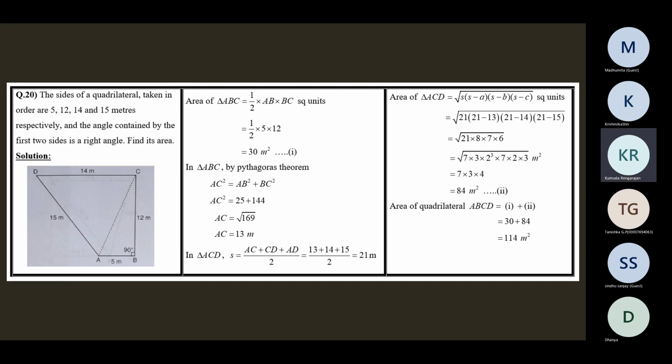So here, children, similar to the earlier one, but the angle contained by the first two sides is the right angle. Children, there's a repetition. We've already done these sums earlier. Let's see how to mark that. You can take the values anyway, like 5, 12, 14, 15. Don't worry about this.